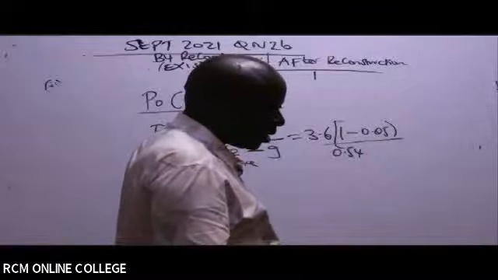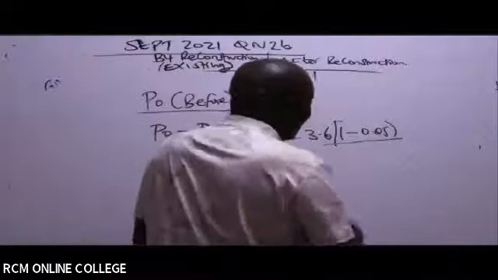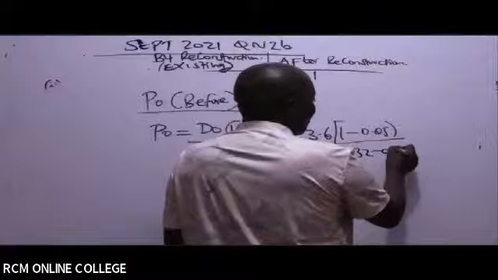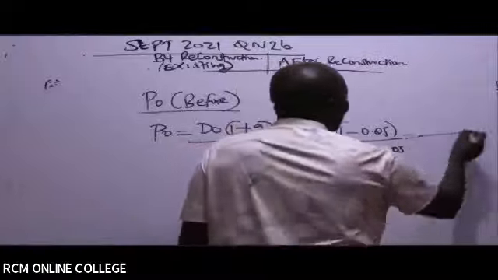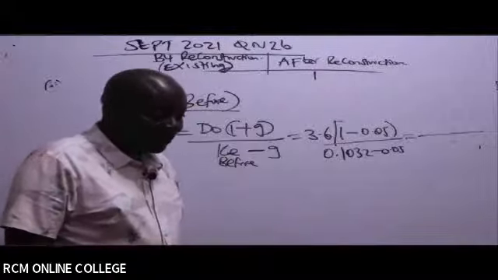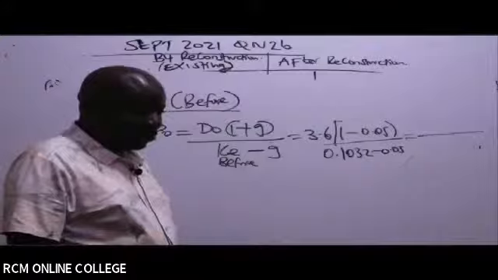10.32%, isn't it? Remember it is percent. So it has to be 0.1032 minus 0.05. Here, move slowly. Give me the numerator and the denominator. Is it plus or minus?